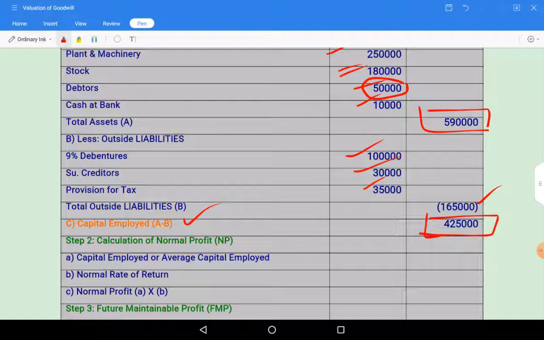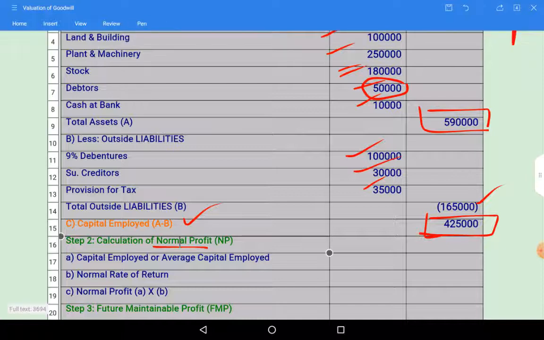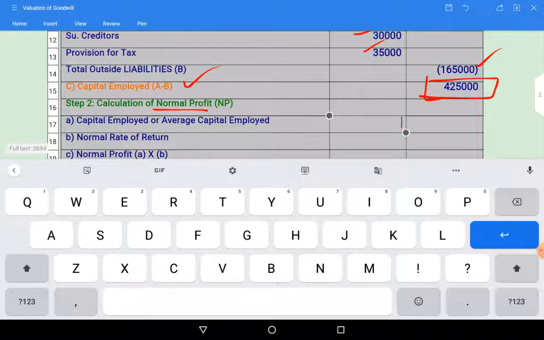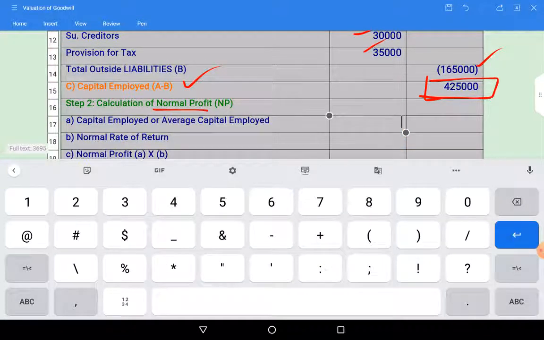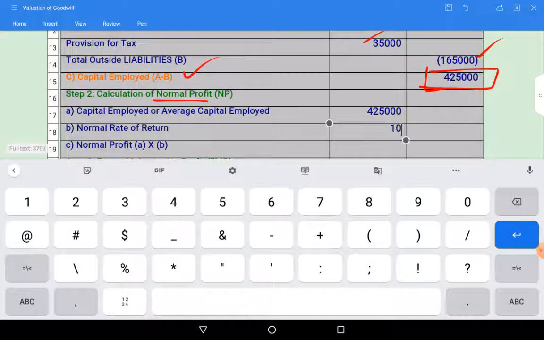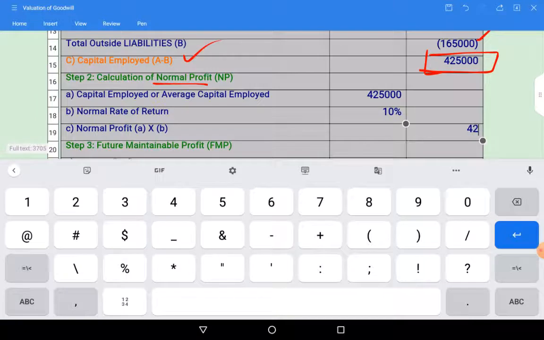After this, step 2, calculation of normal profit. Normal profit is equal to capital employed or average capital employed. Here we have capital employed, in step 1, 4 lakh 25,000. So I will take that value here, 4 lakh 25,000, and the normal rate of return is given as 10%. So I will write 10%. Normal profit is A into B, 4 lakh 25,000 into 10%, 42,500 will be your normal profit.